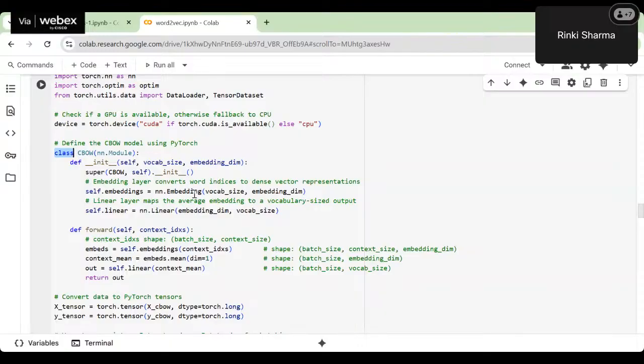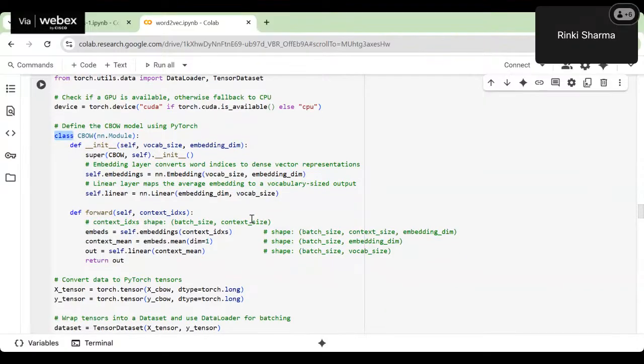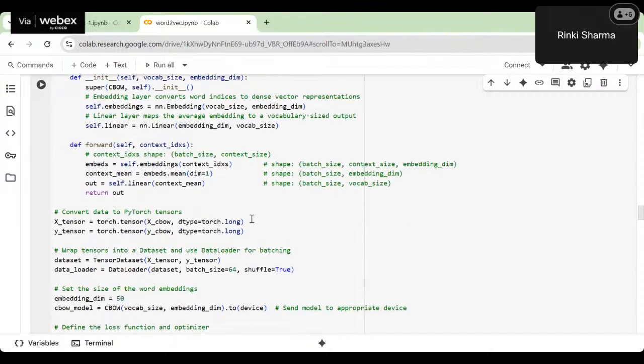After passing through this embedding layer, the output will pass to this linear layer, and this linear layer will project the output onto a vector of the dimension of our vocabulary size, in order to see which word is most likely to appear as our target word. So this is how we define our CBOW model.